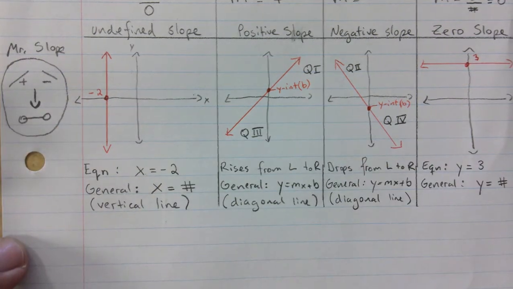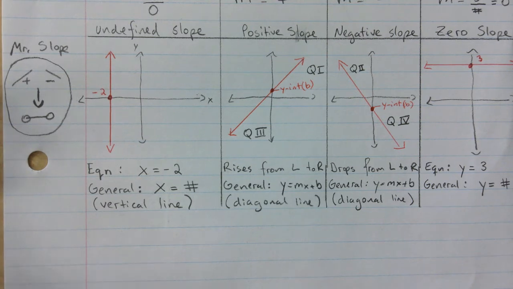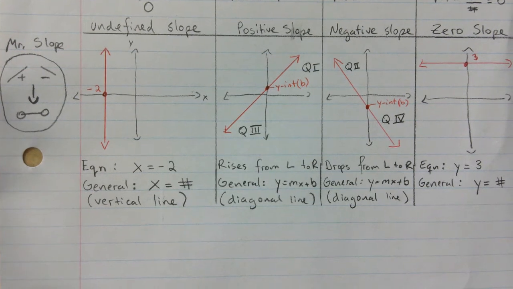And students get creative with adding. Like I've had students make them look happy. So I don't know. Could be Miss Slope, right? There you go. Okay, so that's just to help you out if you need it.